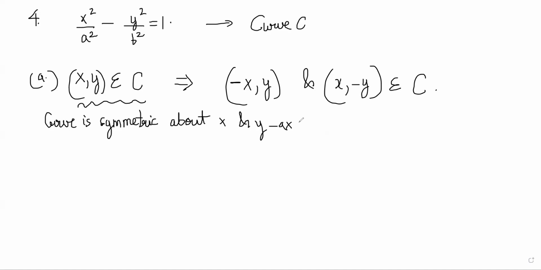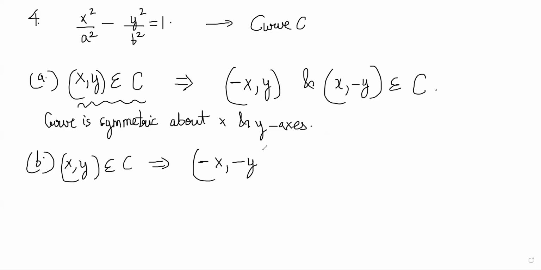Then the second point you should realize is that if (x, y) belongs to the curve, it also implies that (minus x, minus y) belongs to the curve. So this means that the curve is symmetric about the origin as well.